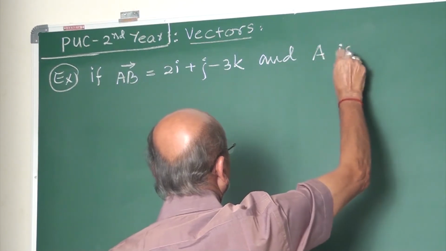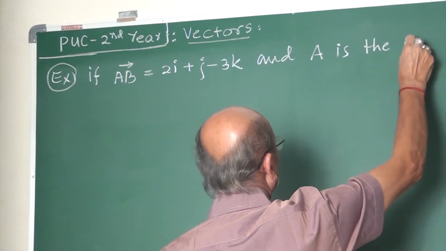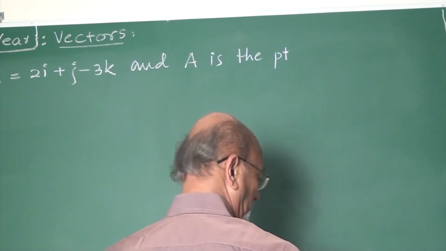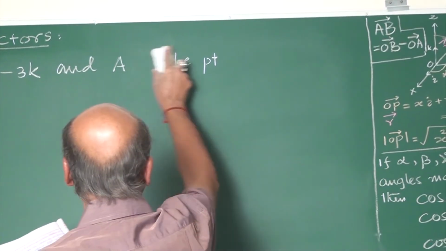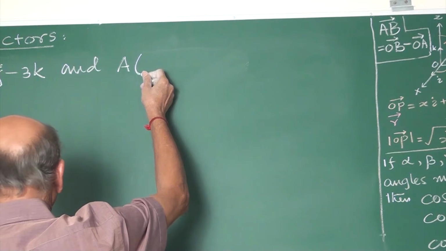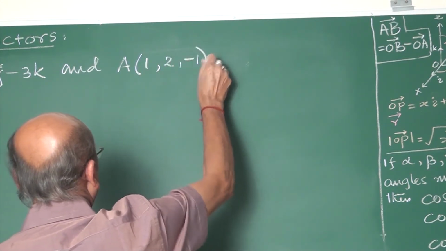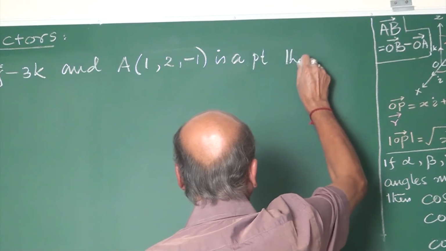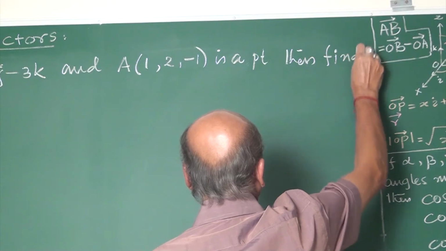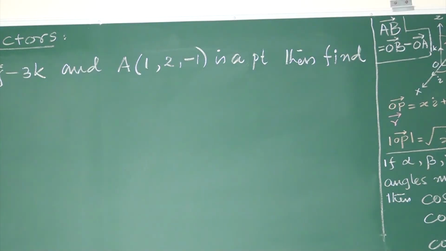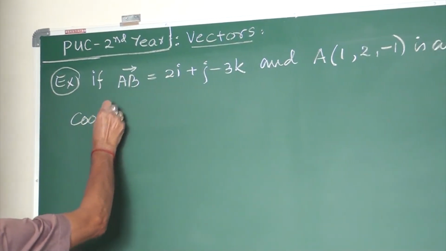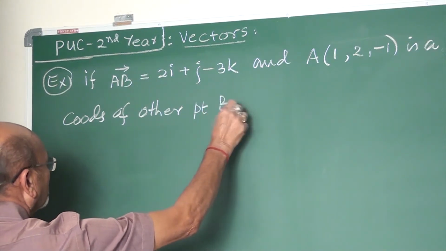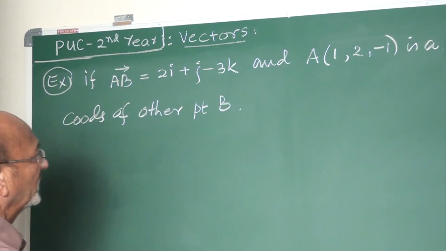A is the point with coordinates 1, 2, minus 1, then find the coordinates of the other point B.